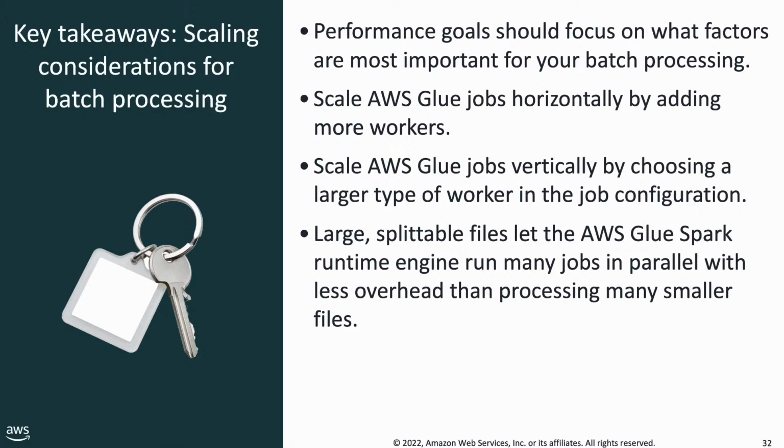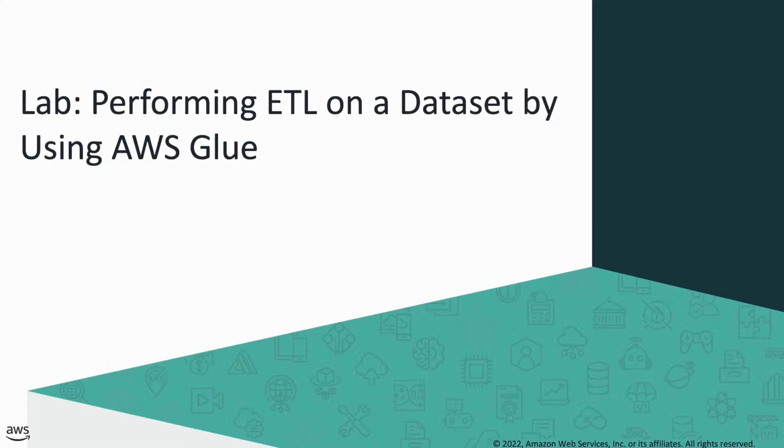So some of the things to consider here are that the performance goals for batch processing should focus on use case, and Glue jobs have options for scaling horizontally or vertically.